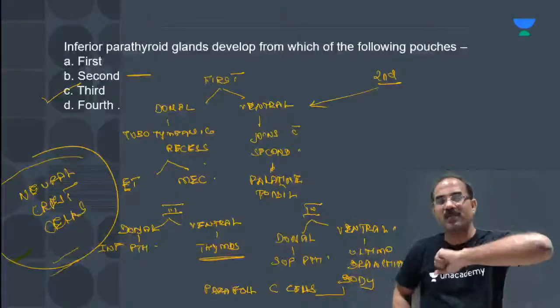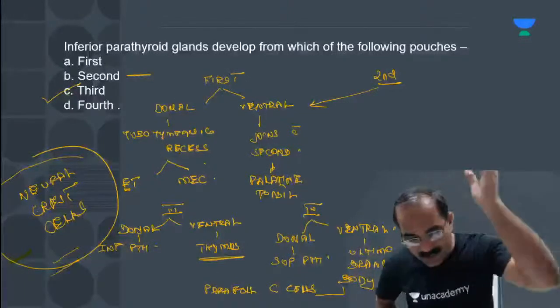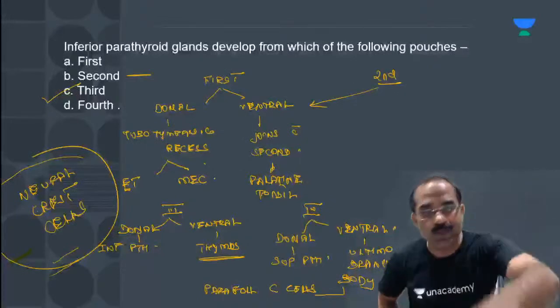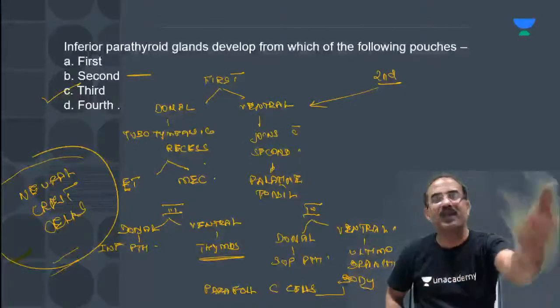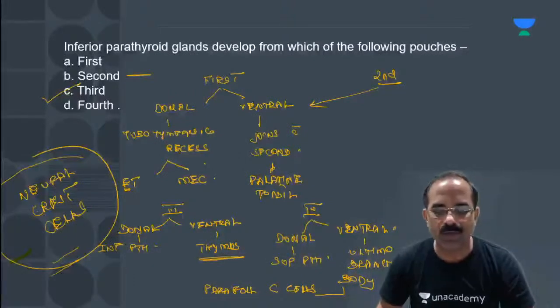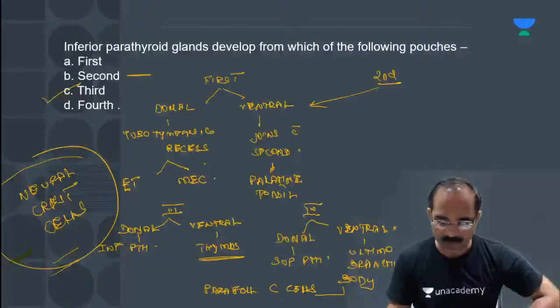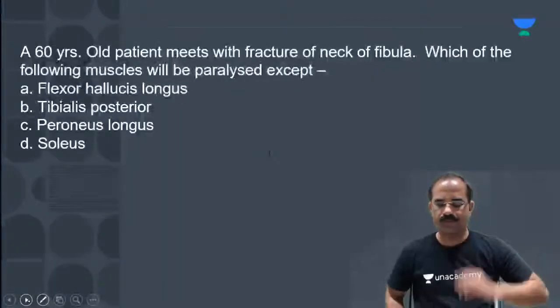Agar MCQ aata hai, parafollicular C cells of thyroid are derived from, your first answer is going to be the neural crest cells. Agar option mein nahi hai, if it is not in the option, you take it as ultimobranchial body. This should be perfect. Very good. Chalo, we'll go to the next MCQ. I hope this is clear to all of you.